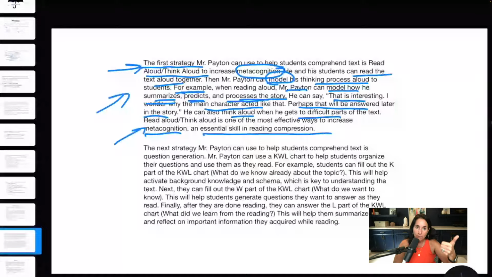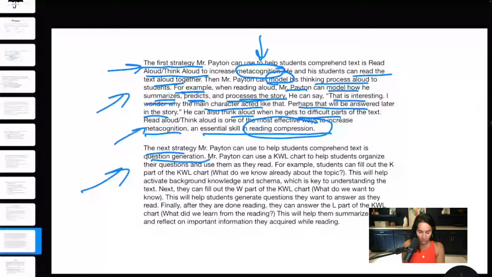So not only did I name the strategy, I got specific in terms of what it is and even gave some examples of how to use it. And then I gave the rationale. It increases metacognition and is essential for reading comprehension. Task or strategy 1, check. Next. Strategy 2. The next strategy Mr. Payton can use to help students comprehend the text is question generation.